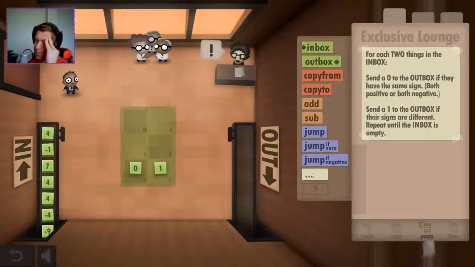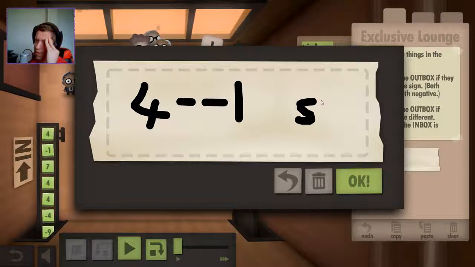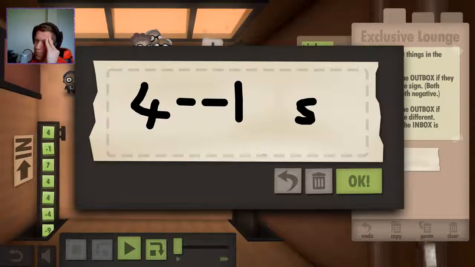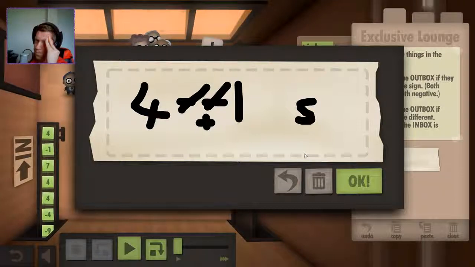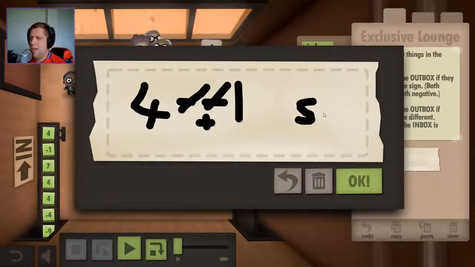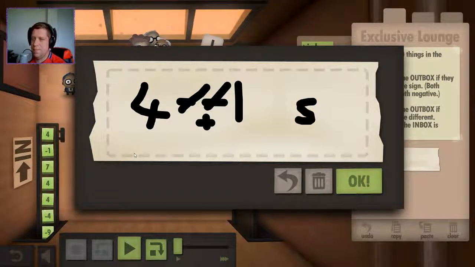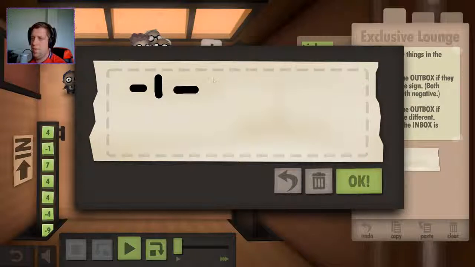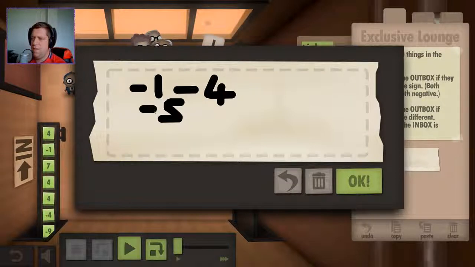So if I had 4 minus minus 1, that becomes 5. But how do I know that that side is positive and that's negative? Man, that wouldn't be that though, would it? So the way I'm doing it, it would be minus 1 minus 4, and that will equal minus 5.